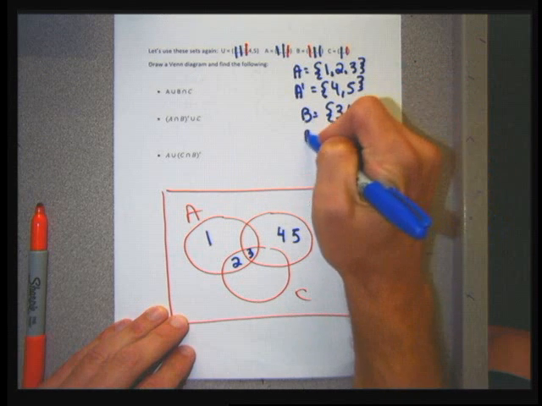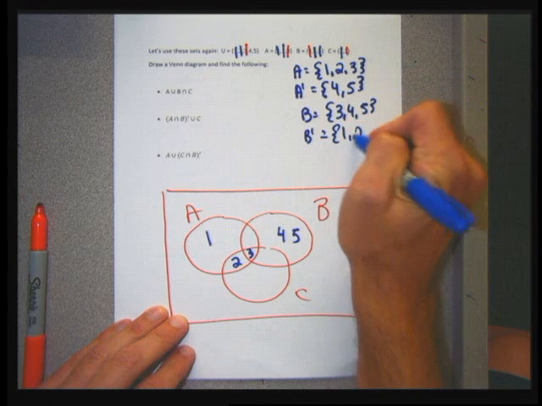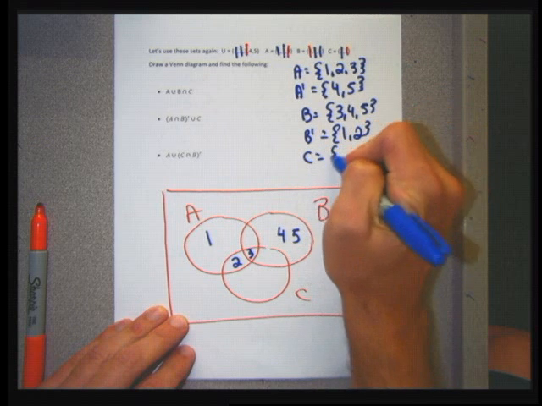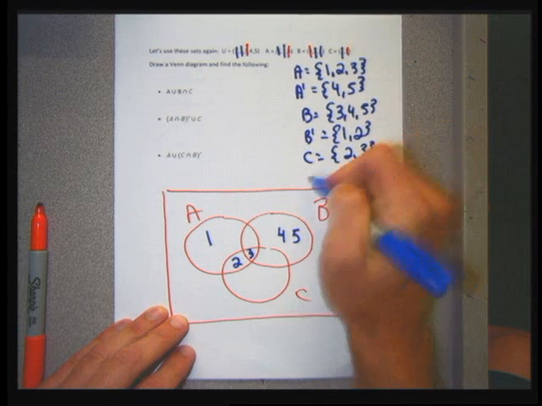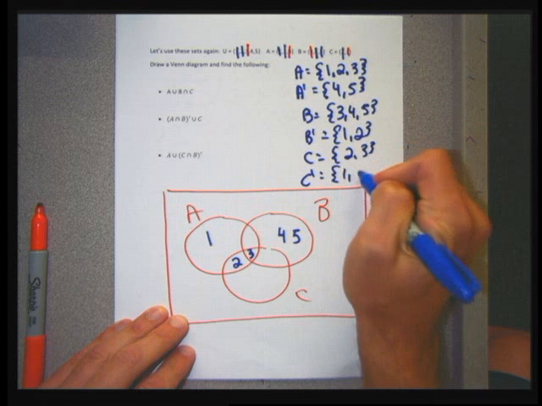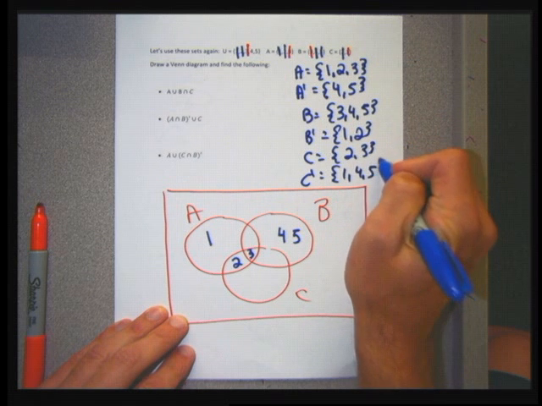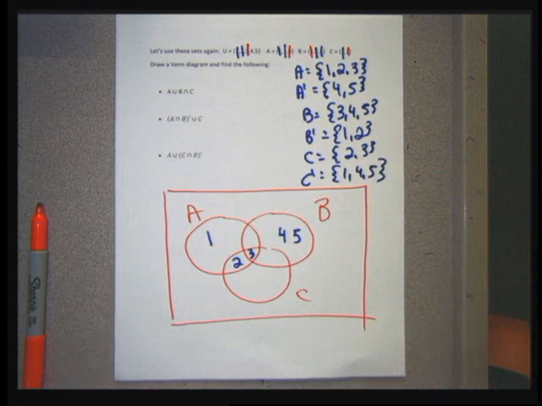So B prime is the rest of the universe, which is 1 and 2. C was 2 and 3, and C prime is the rest of the universe, which is 1, 4, and 5. Doing those quickly, you can pause the videos. I did these already, so hopefully you can get these.